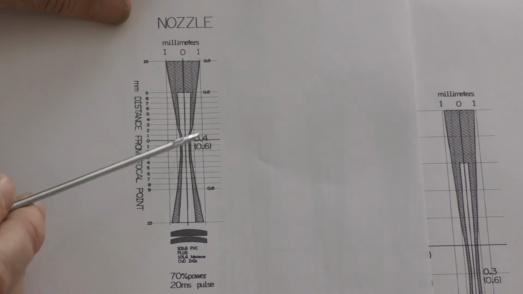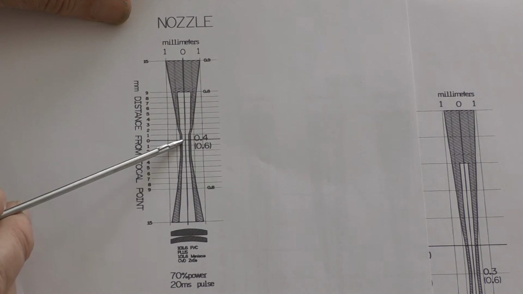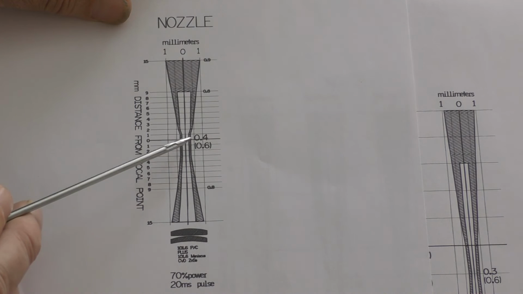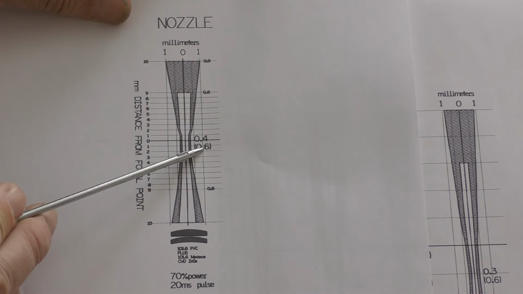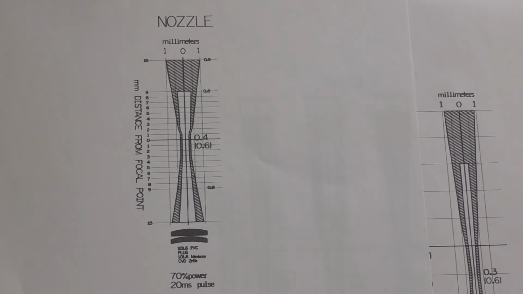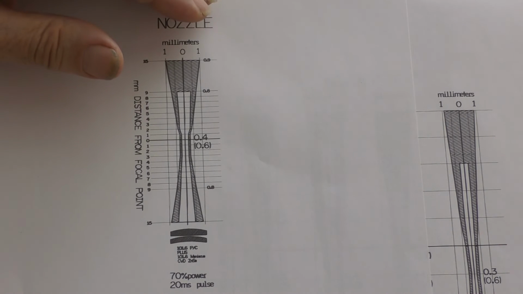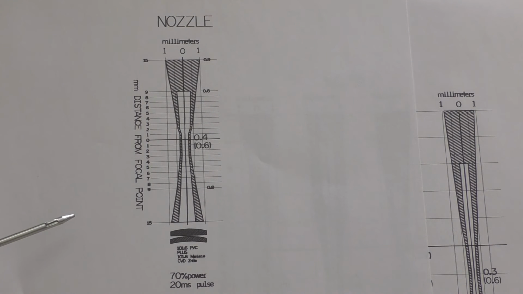0.4 is the smallest point that I could find, the smallest hole I could produce, and 0.6. So that's no different to maybe an ordinary 2-inch plano convex lens. So not very impressed.